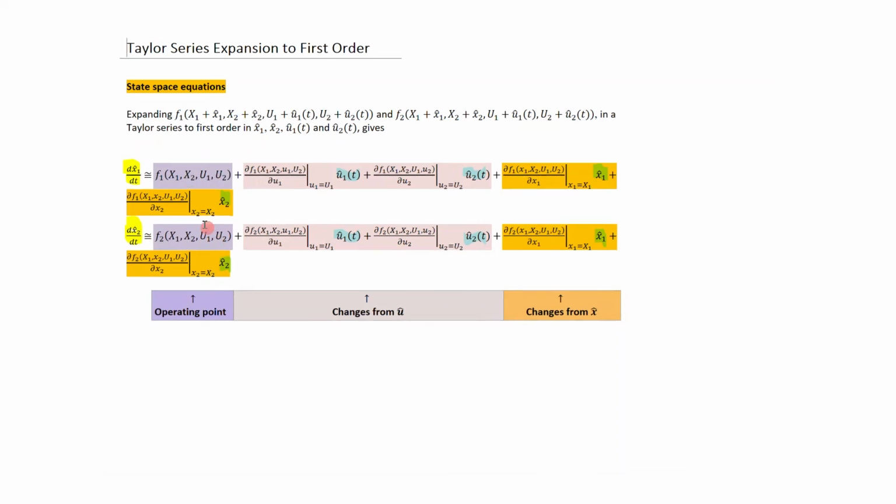This one in purple is the operating point. This term refers to the operating point. The part in pink refers to changes as a result of small changes in u, and in orange, changes as a result of small changes in x. So changes in u and changes in x plus the operating point refer to changes in the state variables x1 and x2. It turns out this term will be equal to 0, and so it's only the small signal terms that are relevant here in terms of what you see on the left-hand side.